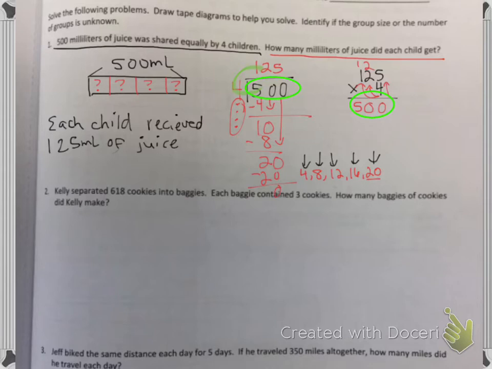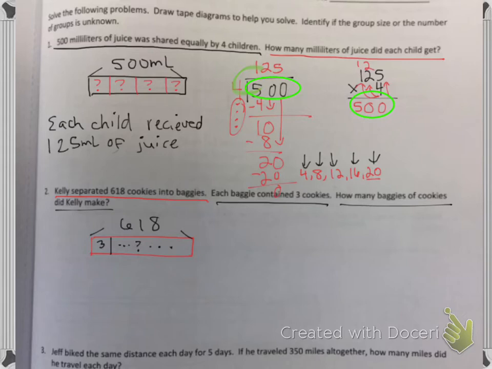Let's go to our second problem today, and let's focus on making those groups, or making the unknown amount of groups. So, Kelly separated 618 cookies into baggies. So, I know that my tape diagram, it's going to be 618 is definitely our total amount. Each baggie contained 3 cookies. So I have a baggie, and there's 3 cookies inside. How many baggies of cookies did Kelly make? Okay, so we don't know the amount of baggies she made. That's what we had to figure out.